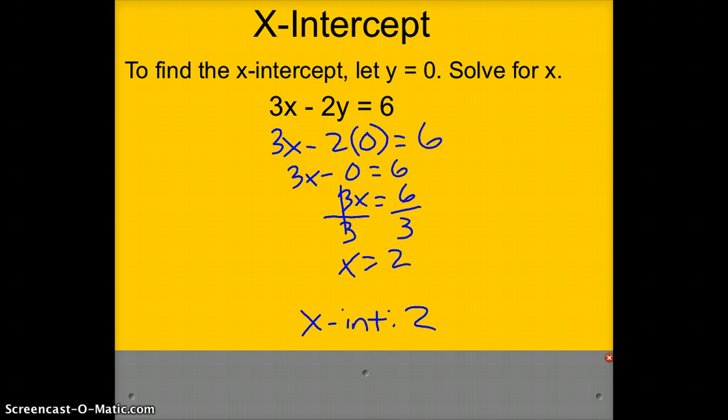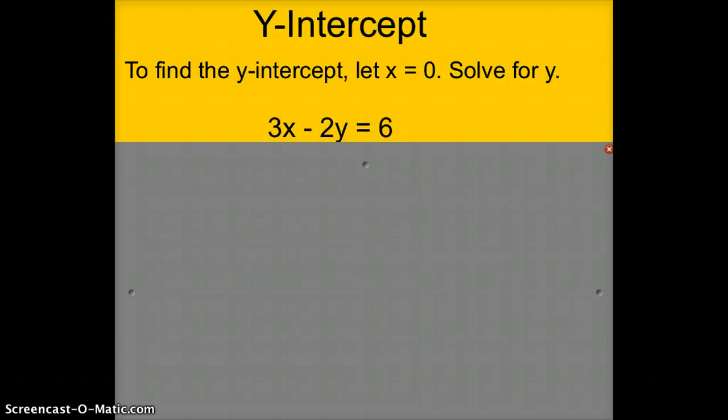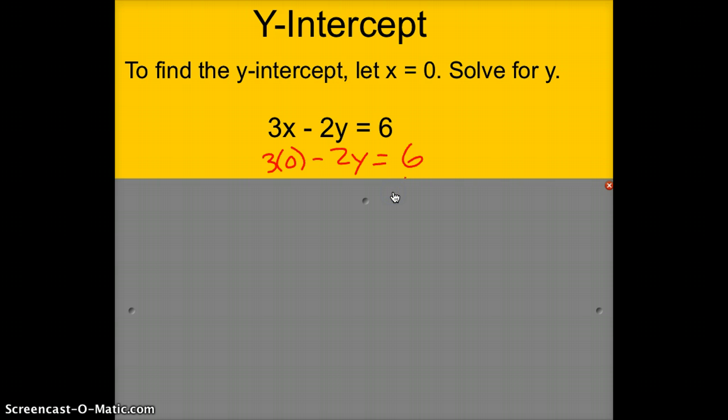Let's do the same thing for the y-intercept. When you solve for the y-intercept, you're going to let x equal 0. Whichever one you're solving for, you're letting the other value equal 0. So to find the y-intercept, let x equal 0, solve for y. Again, here's our equation, 3x minus 2y equals 6. We're plugging in 0 for x, so we have 3 times 0 minus 2y equals 6.